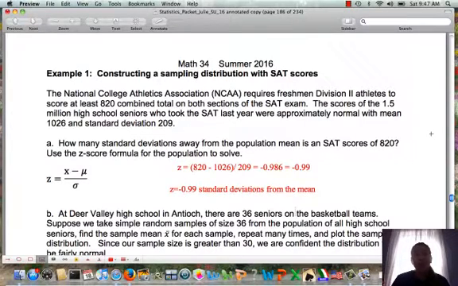This is Unit 10, Example 1, constructing a sampling distribution with SAT scores.